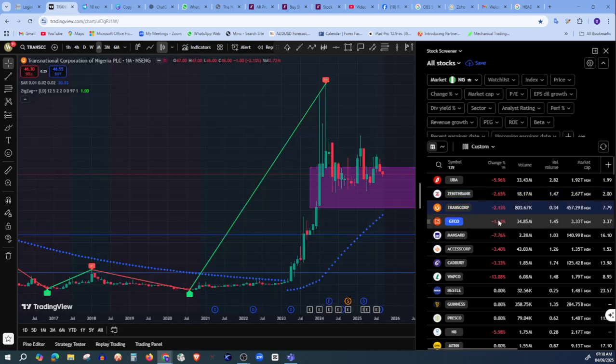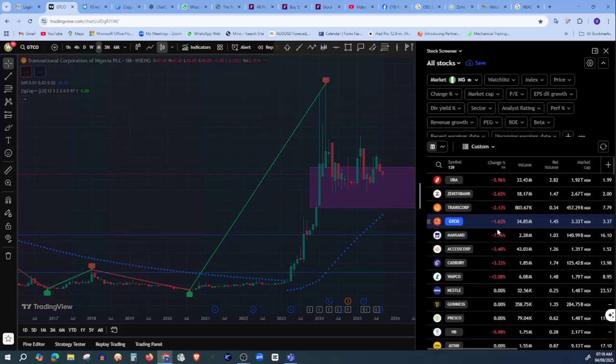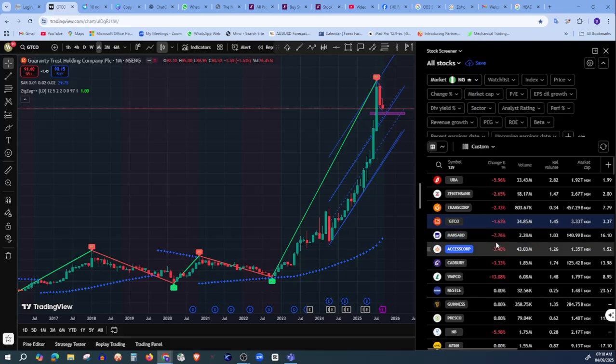This is also strong buy, which looks good to me. I'm going to consider this Transcorp. Which other one? This is also strong buy, but it's way too high there. I would have loved for the price to come lower. For me, I would have loved if you can dip lower.